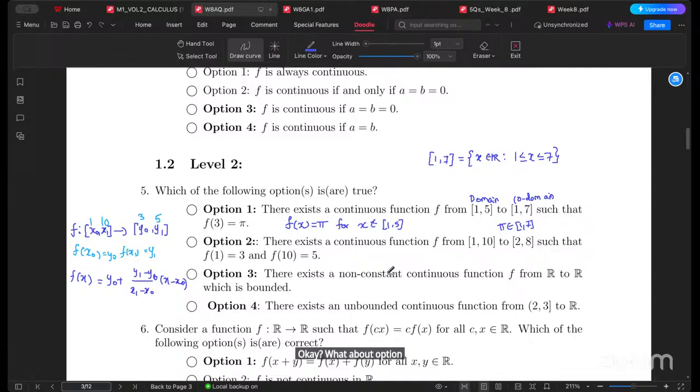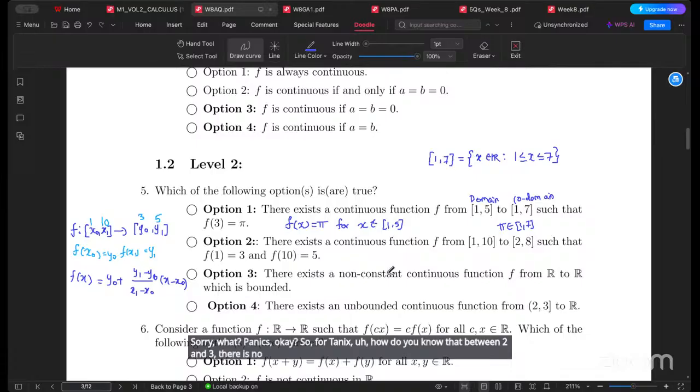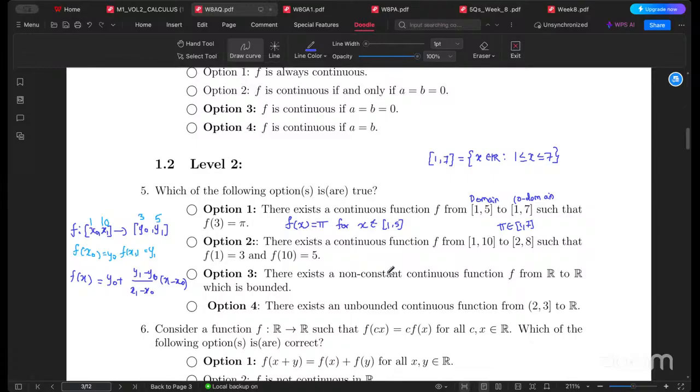There exists an unbounded continuous function from open 2, 3 to R. Tan x. Okay, so for tan x, how do you know that between 2 and 3 there is no discontinuity? And why is it unbounded in this interval 2, 3?